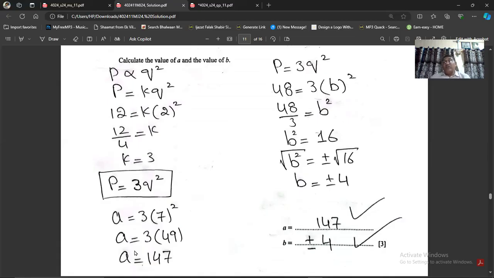And in the place of Q, I will put B. So 48 is equal to 3B square. So 48 divided by 3 is equal to B square. So B square will be equal to 16. So take square root on both the sides. So you will have B equals to plus minus 4. So this is how I have solved it.